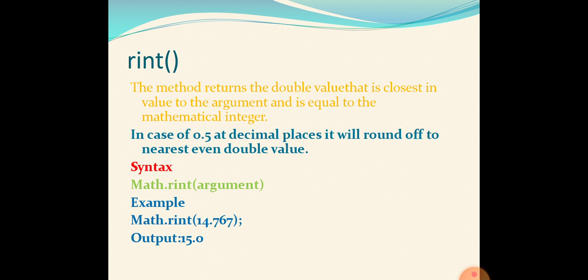The next one is the rint function. The function returns the double value that is closest in value to the argument and is equal to a mathematical integer. In case of 0.5 at the decimal place, it will round off to the nearest even double value. This is very important to understand. Suppose you have Math.rint(14.767), it will return 15, but the same argument, if it is Math.rint(13.767), it will return 14.